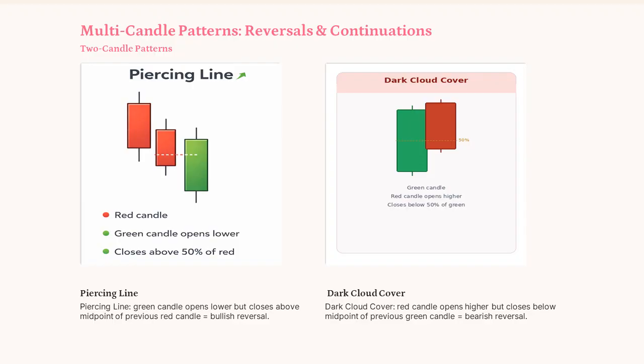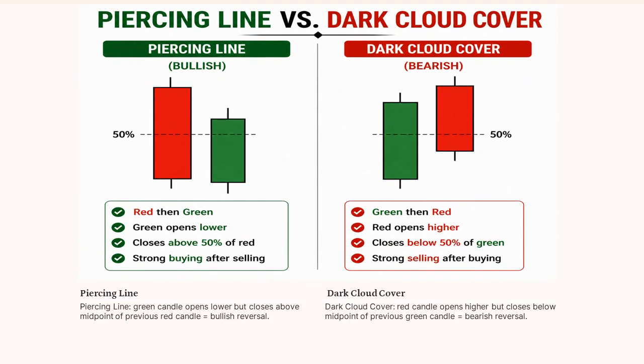The 50% threshold. Why is the 50% threshold important? Because it shows that the reversal isn't just a minor pullback. The second candle has erased at least half of the previous candle's move. This demonstrates real conviction from the opposing side. Both patterns require confirmation from the next candle. For a piercing line, the next candle should close higher. For a dark cloud cover, the next candle should close lower.